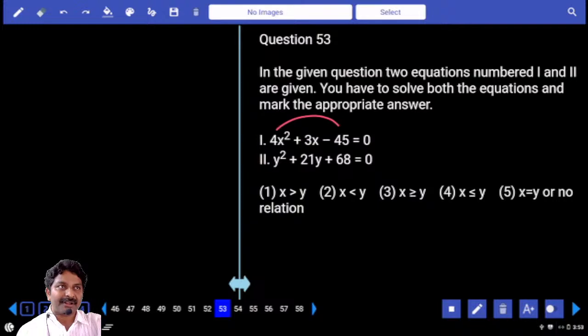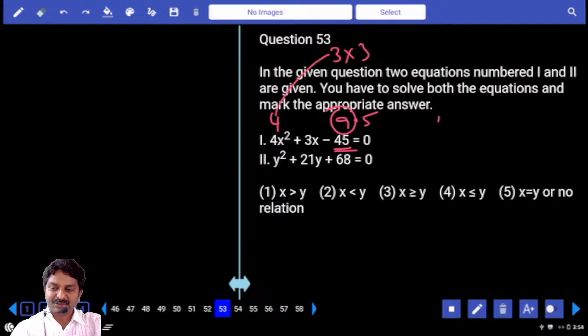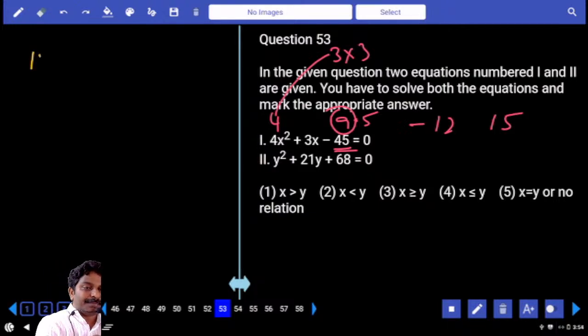Four times 45, which is 180. Or otherwise, this is 9, 5 times. 9 can be written as 3 into 3. 4 times 3 is 12. 3 into 5, 15. Minus 12 plus 15 is my combination. Factors are plus 12 minus 15 divided by 4.